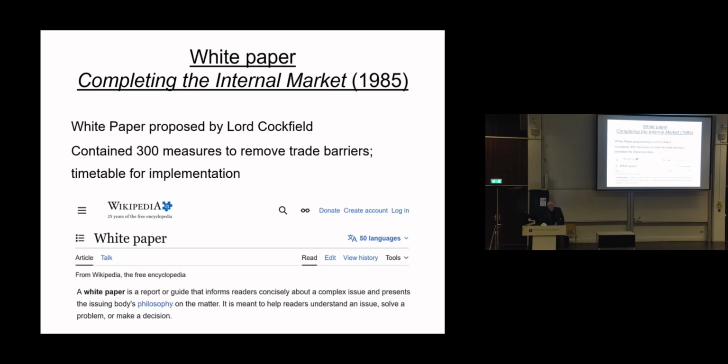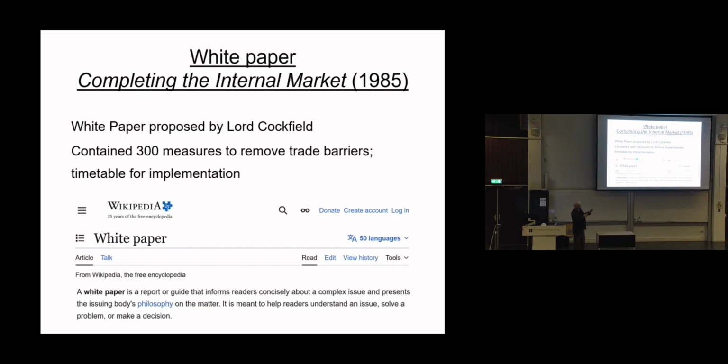And here, one of the things that he did, one of his commissioners, Cockfield, wrote a white paper. And a white paper typically is a report, here we have it from Wikipedia, that informs readers concisely about a complex issue and presents the issuing body's philosophy on the matter.